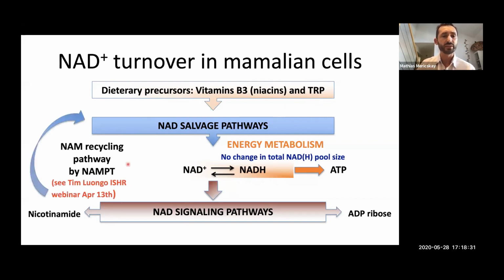But beyond these dietary precursors, there is a very important pathway in mammals, especially where these NAD signaling pathways are very active. They cleave the NAD, and when they release this nicotinamide, there is an enzyme called NAMPT, which is involved in recycling this nicotinamide base to regenerate NAD+. It's a very important enzyme for the maintenance of NAD in most mammalian cell types.